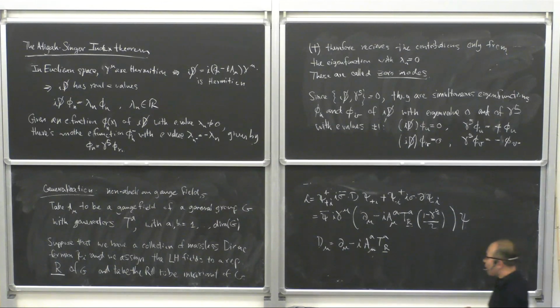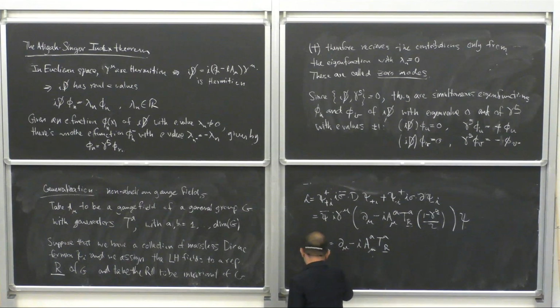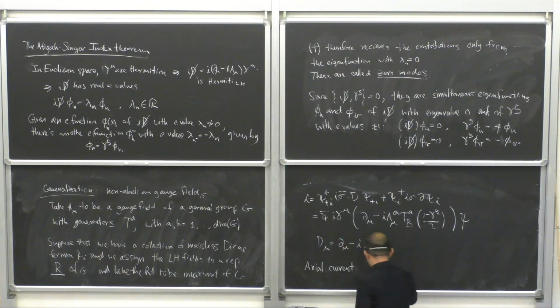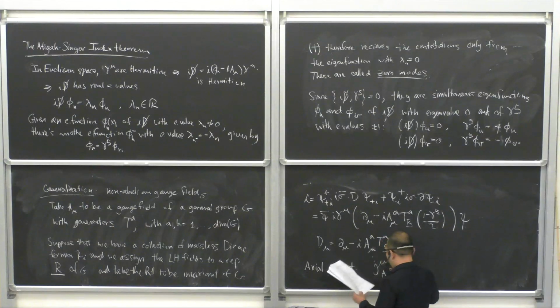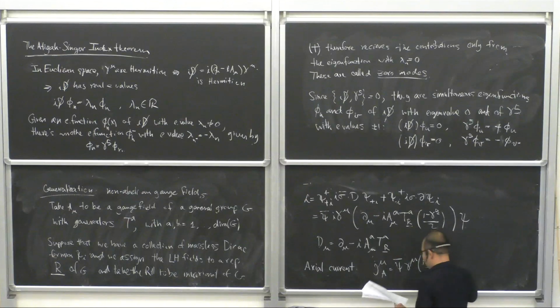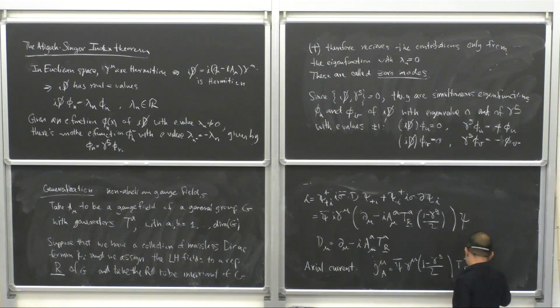Okay, so now you also have the axial current, which now looks like J^mu_A equal to psi bar gamma^mu (1 minus gamma_5)/2 T^A(R) psi. This is how you write down the axial current. This axial current looks very similar. If you put in U(1), you will see that we recover our previous result. Okay.